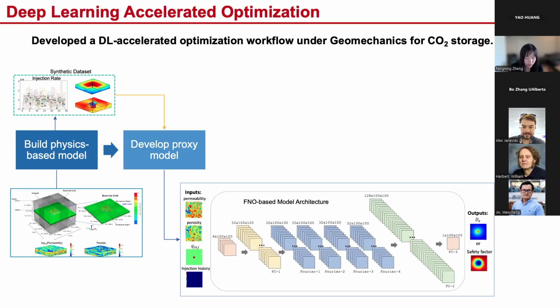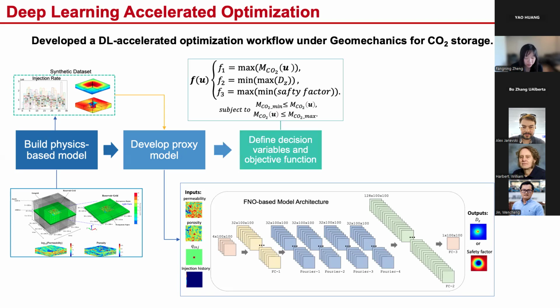Next, we built a proxy model based on that. Here we developed a Fourier neural network-based model, and the input contains permeability, porosity, well location, and control. The outputs include vertical displacement and plastic strain, which were defined in the previous slides. So based on this model, we define the optimization problem, like I talked about in the previous slide.